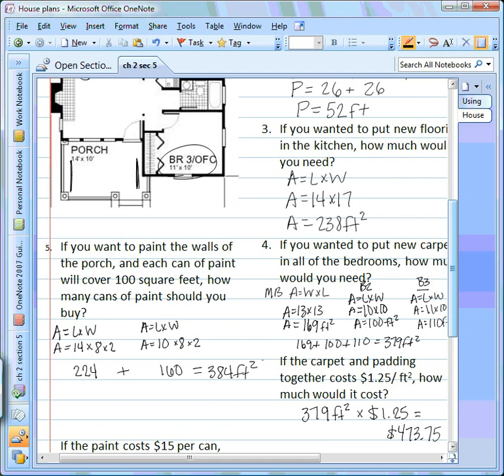But we still haven't answered the question. Our total area is 384 feet squared. However, our question asks, how many cans of paint should we buy? And it also tells us that 1 can of paint covers 100 square feet. So that means we will need 4 cans of paint to cover 384 square feet, because 3 cans of paint would only cover 300. We need a little more than that.